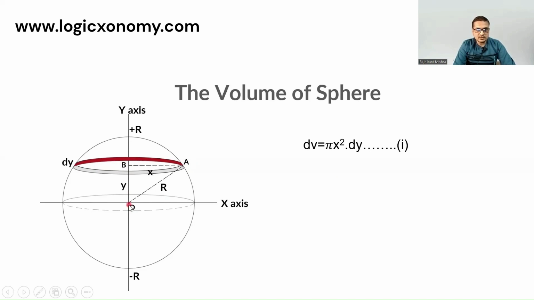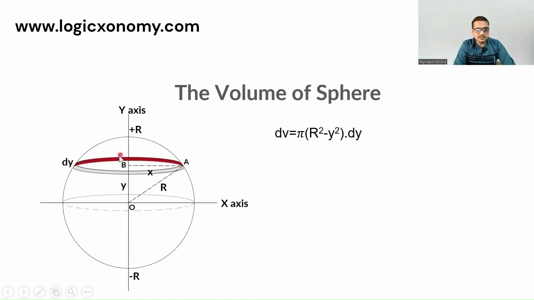Now apply Pythagorean theorem in right angle triangle OBA. Y square plus x square is equal to r square. R is the hypotenuse of triangle OBA. So we can write x square is equal to r square minus y square. Put this value of x square in this formula. So dv is equal to pi (r square minus y square) into dy.